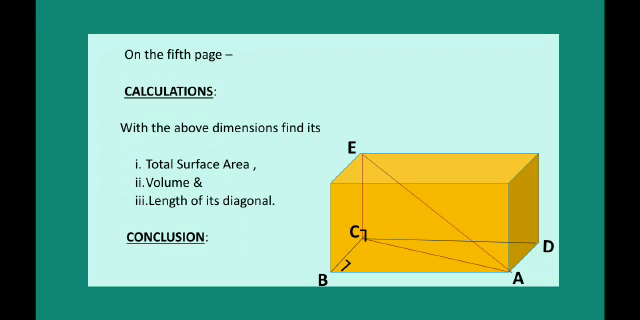With the dimensions which are found out, that is length, breadth and height, you have to find the total surface area, volume and length of the diagonal as I have shown you in the figure. Also you can refer to your textbook, and using the formula of cuboid you have to find the value of total surface area, volume and length of the diagonal of the cuboid which you have made. Finally, you have to write the conclusion.